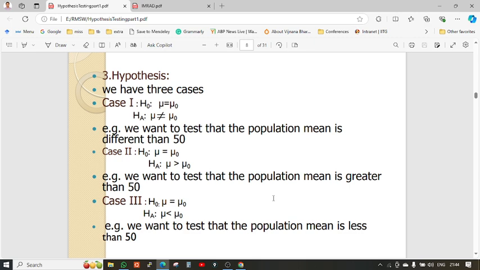We want to test whether this population mean is different than 50. Let's examine the previous examples. For the hospital case it is 50, then it is not equal to 50, or other than 50.